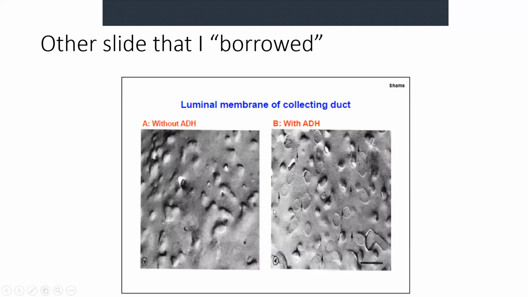And so this is another slide that I stole, where you have the collecting duct without ADH. You'll notice that there's hardly any holes in there. And then you'll look with ADH, you'll see all these little pores where water can pass through.